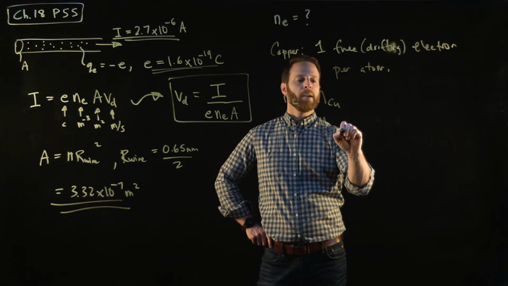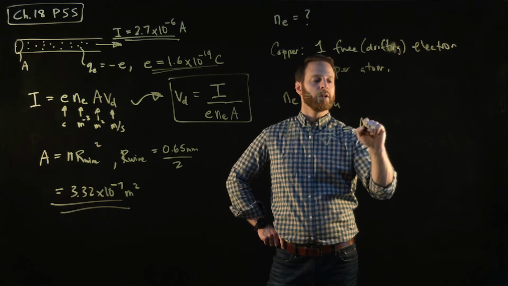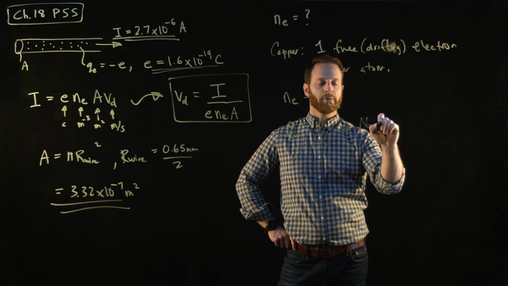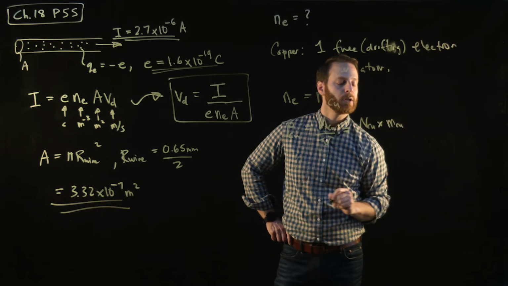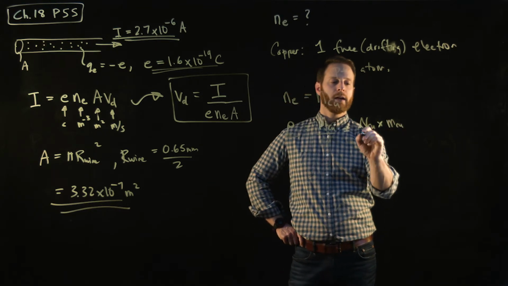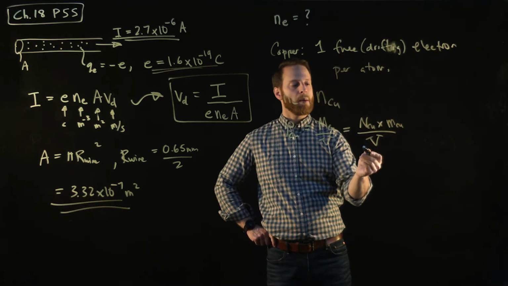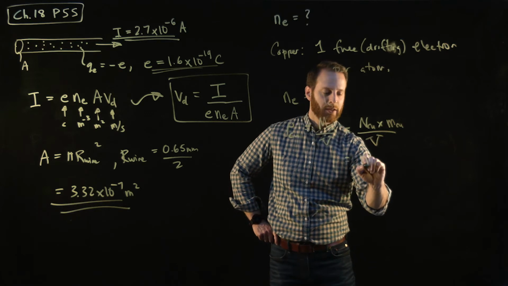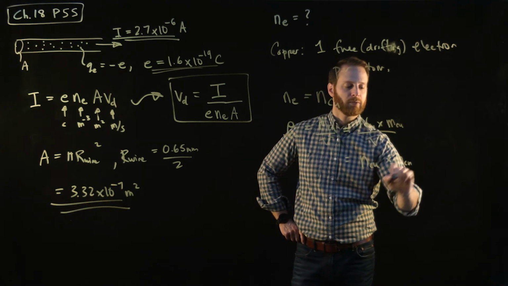Okay, but this can also be thought of as the number of copper atoms times the individual mass of a particular copper atom, divided by that volume. And it's the number of copper atoms per unit volume. That is what we're talking about here. That is the number density of copper atoms, and that gets multiplied by the mass of a copper atom.